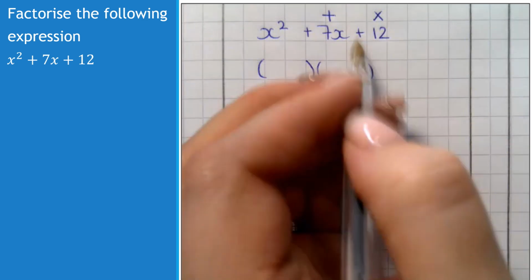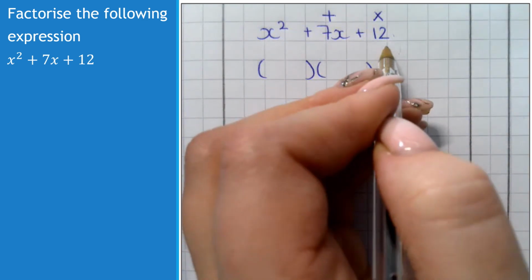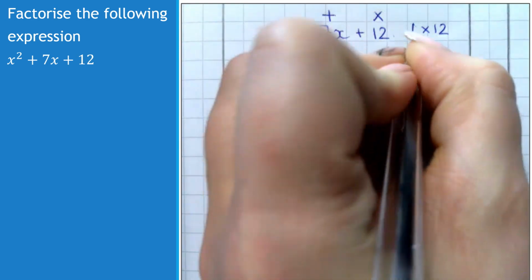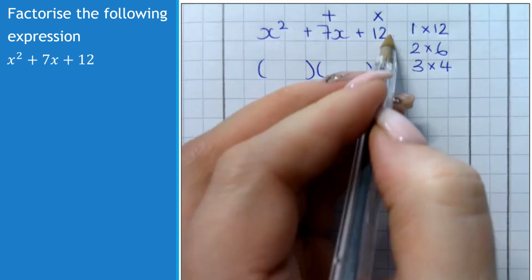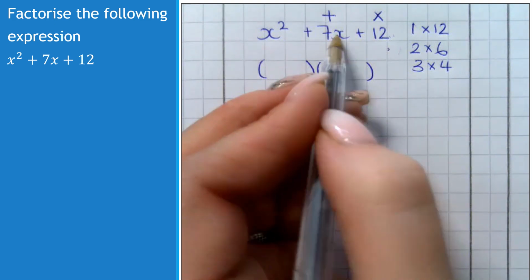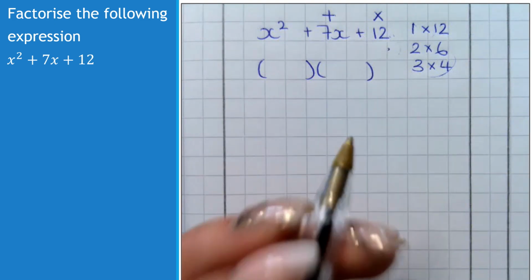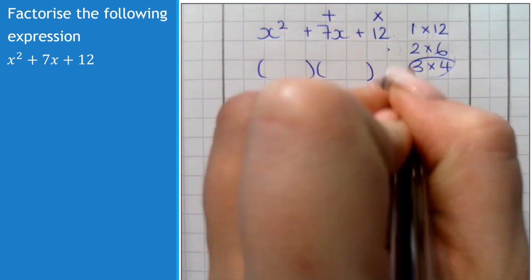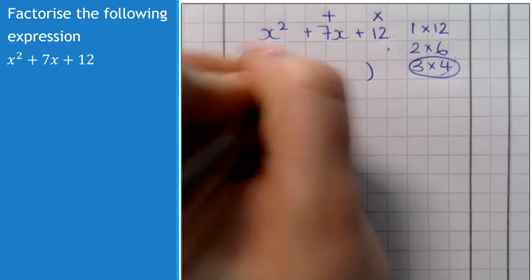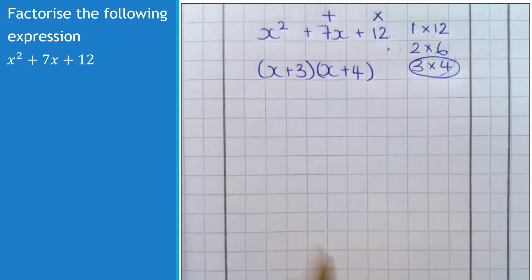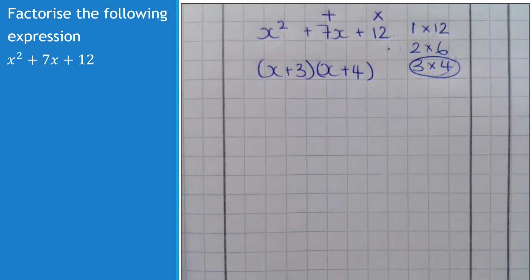So I start off by writing my factors of whatever number is on the end, so your constant term. So 1 multiplied by 12, 2 multiplied by 6, and 3 multiplied by 4, because there's less numbers that are factors of 12 that add to make 7. And once you've written your factor pairs, you're looking for the pair of numbers that add to make 7, which in this case is going to be 3 and 4. So you're going to have x plus 3 and then x plus 4. It doesn't matter what order these numbers are in, as long as the number is correct and the sign that goes with it as well.